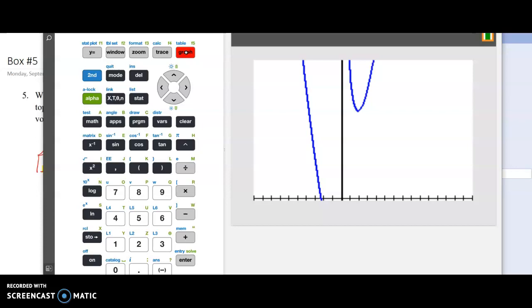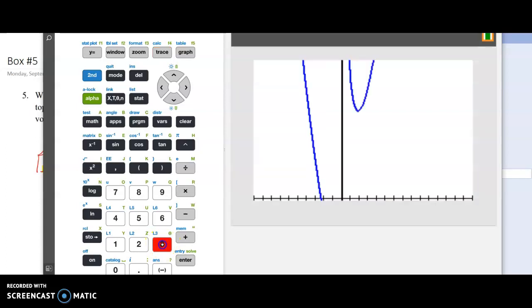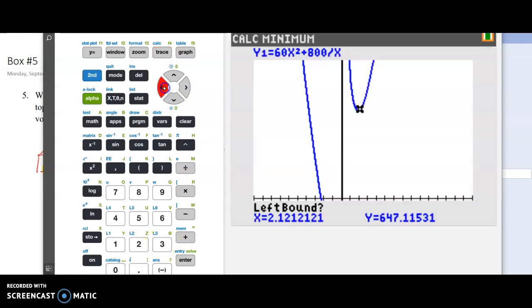All right, and then on the TI, I'm going to go second trace. On the Casio, you have the G-solve. I want the minimum, so I'm going to go a little bit to the left and hit enter, and a little bit to the right and hit enter. And then for guess, I'm going to hit enter. So the minimum occurs at 1.882 and 637.60 if I were to round.